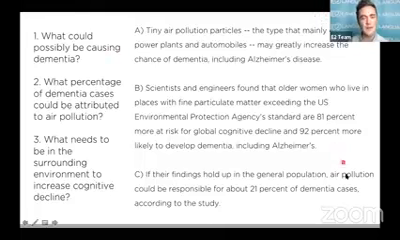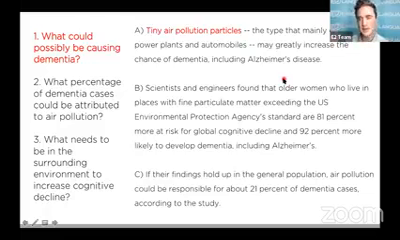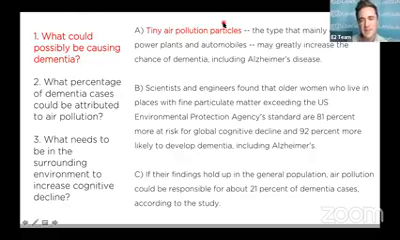3, 2, 1. Cool. Well, let's look at the answers. So what could possibly be causing dementia? You could have just said pollution. That's fine. And in the IELTS, it will say, write no more than 3 words or no more than 4 words and or a number. If it said no more than 4 words, you would probably write tiny air pollution particles. It depends on the question. But pollution, or if you wrote pollution particles, that was fine.